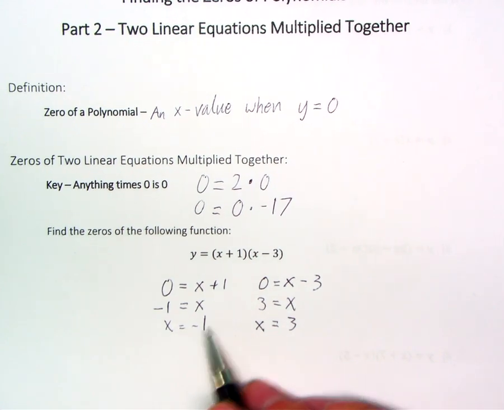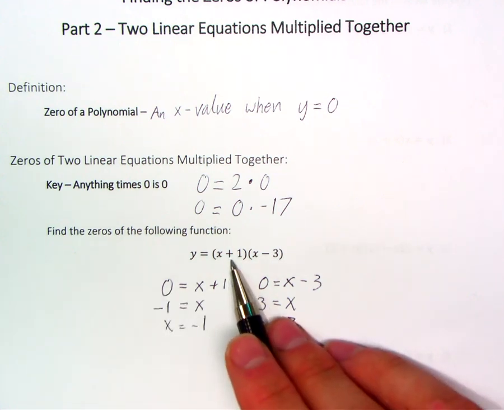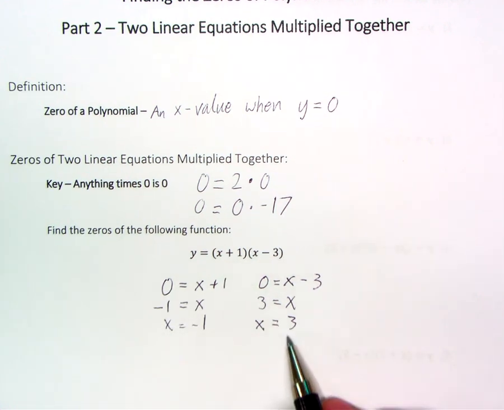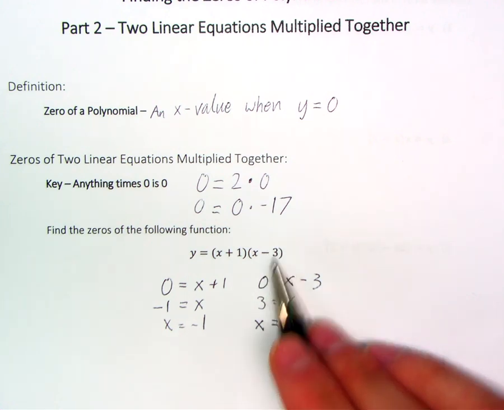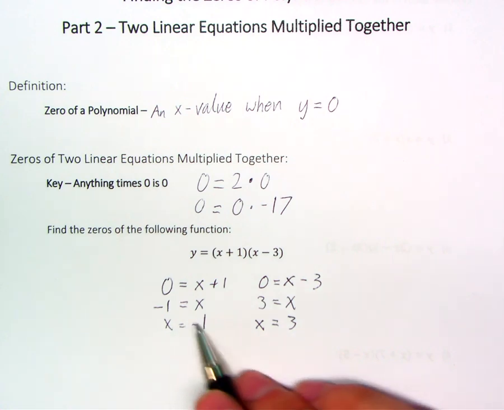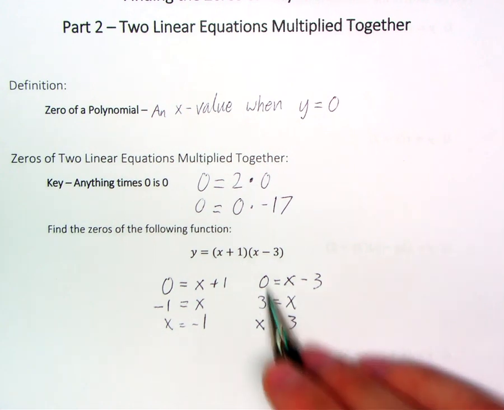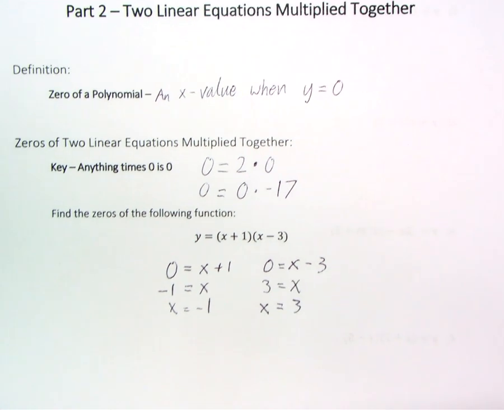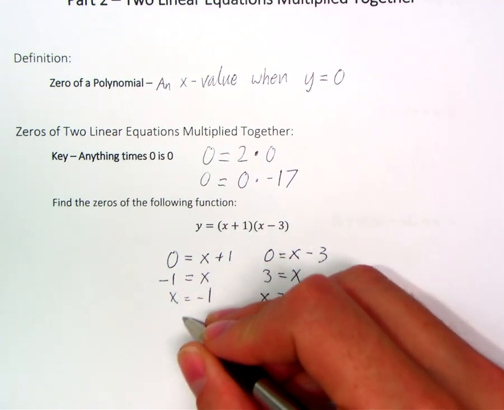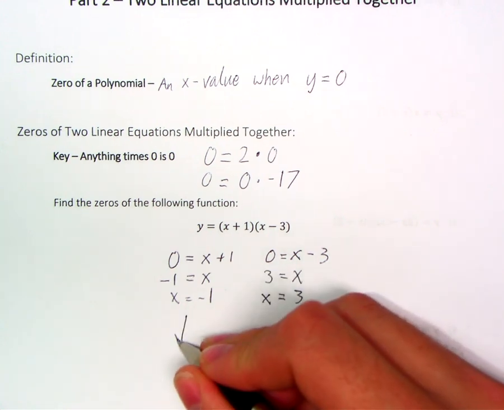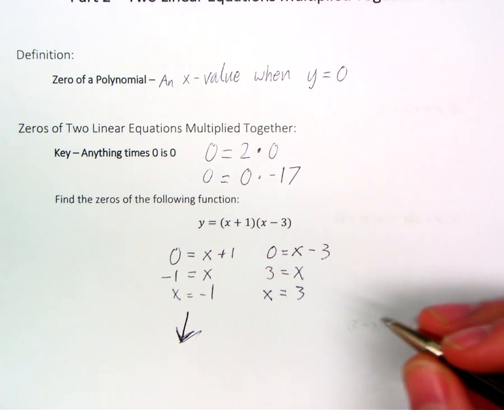So if x is negative 1, that means that my first linear equation, the one in the first parentheses, is 0. And if x is equal to 3, that means x minus 3, the thing in my second parentheses, is equal to 0. Okay, so one of these x values makes the first parentheses 0, and the other x value makes the second one 0. Why is that important? Well, the reason that's important is because, just like we said with the key understanding, when you multiply anything by a 0, it doesn't matter what the thing is. If you multiply it by a 0, the answer is 0.